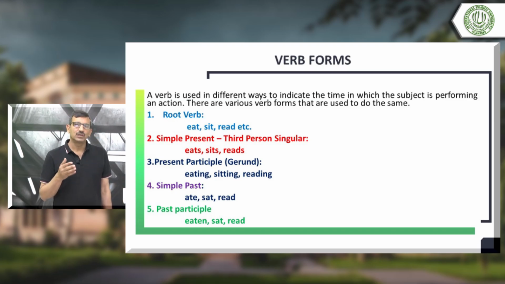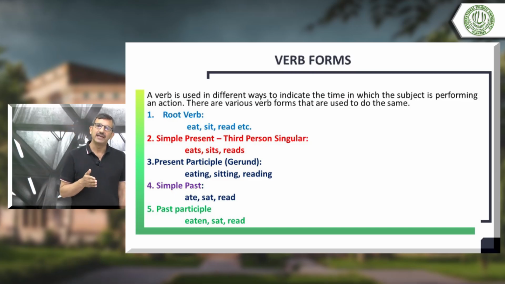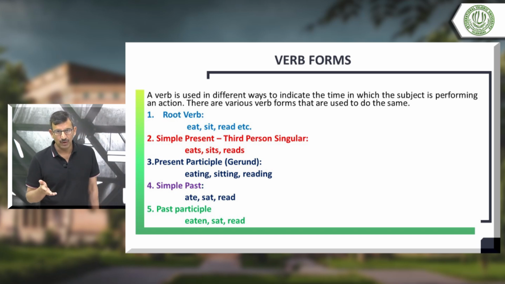The fifth one is past participles. These are usually called the third form of verbs, like eat, ate, eaten. Eaten is the third form of verb. Sit, sat, sat: sat is the third form of verb. Read, read, read: read is again the third form of verb.